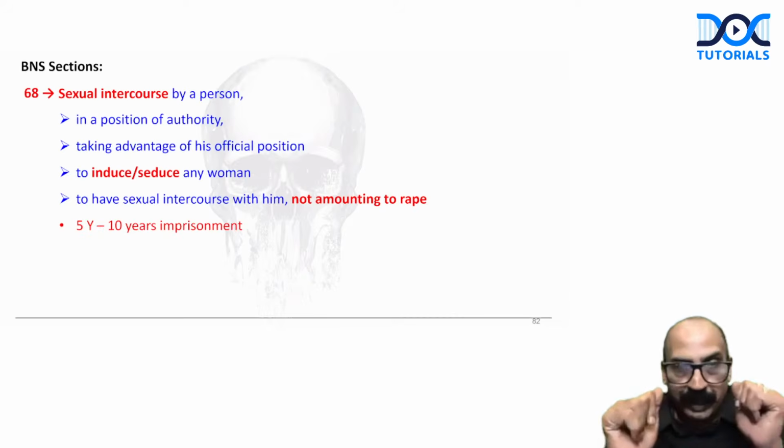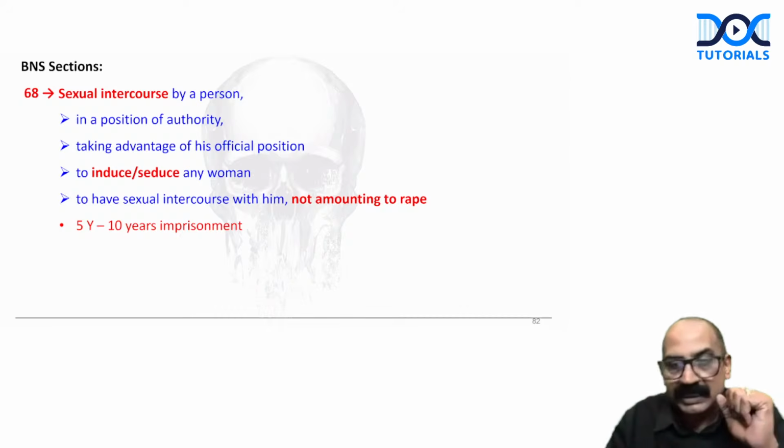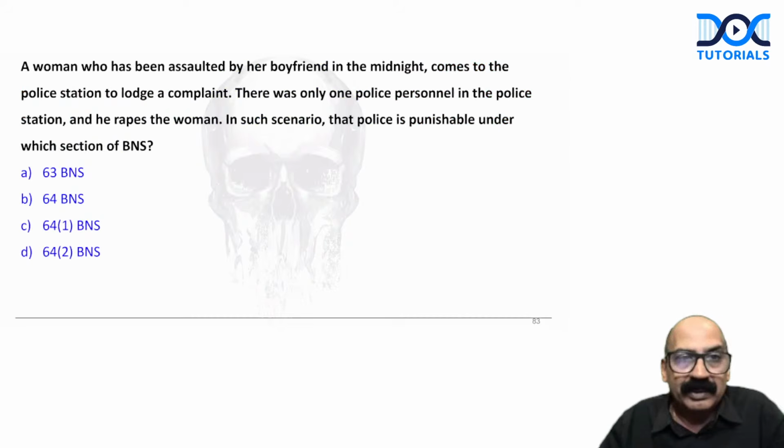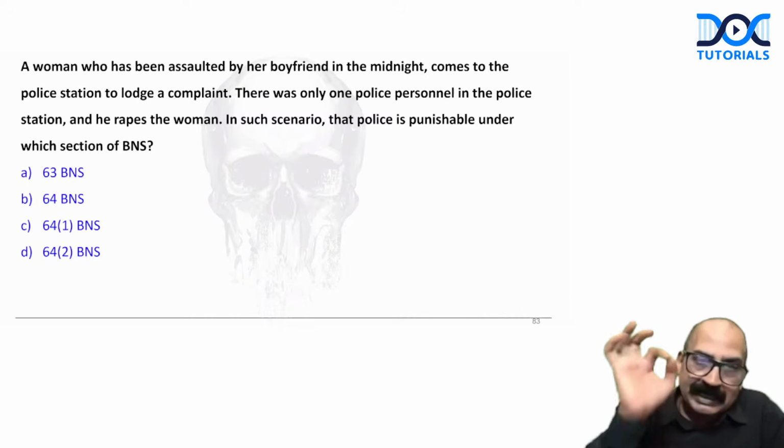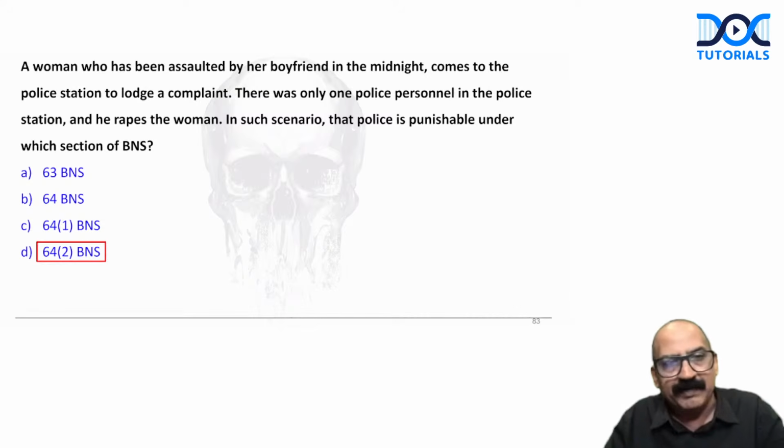Now we know the difference between 64(2) and 68. So here, a woman has been assaulted by her husband and comes to the police station to lodge a complaint. There, only police personnel are present, and he rapes the woman. It is a typical case of custodial rape. So punishable under Section 64(2) of Bharatiya Nyaya Samhita.